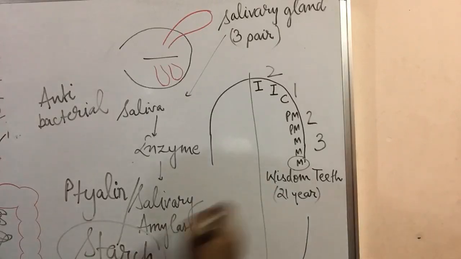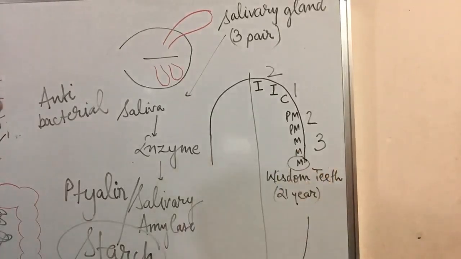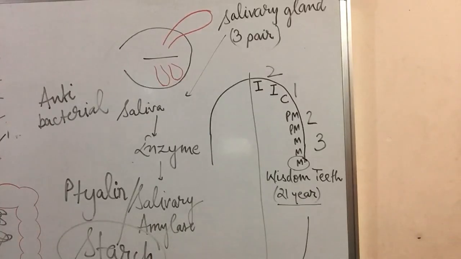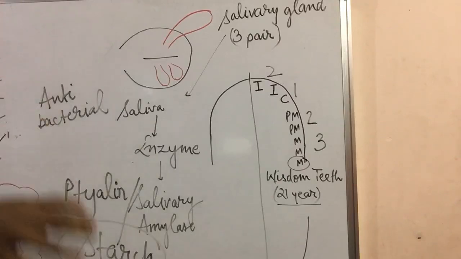This is a special tooth. The last one is known as the wisdom tooth. The last molar is known as the wisdom tooth, which comes out at approximately 21 years of age. So we have completed the alimentary canal's first part, that is the mouth and teeth.